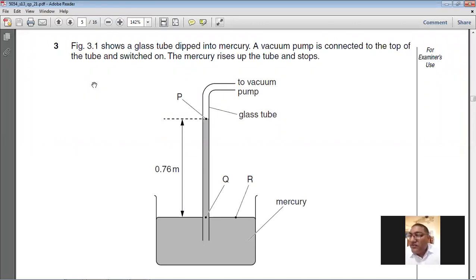Question number 3 is on your screen. It says figure 3.1 shows a glass tube dipped into mercury. A vacuum pump is connected to the top of the tube and switched on. The mercury rises up the tube and stops. So here we have vacuum. The mercury was rising in this tube and it has stopped here. I have taken a point P here, point Q here, point R here. The level of the mercury in the tray and the level of the mercury in the glass tube. The height is 0.76 meter.